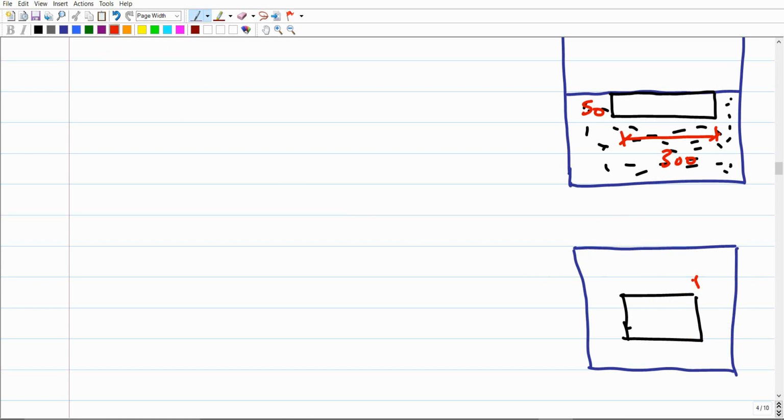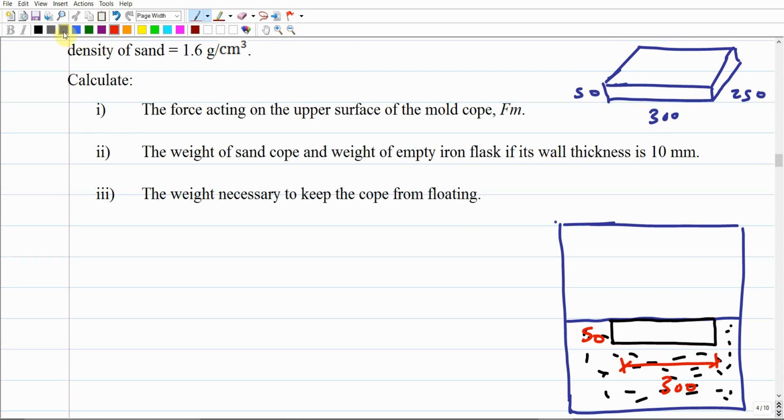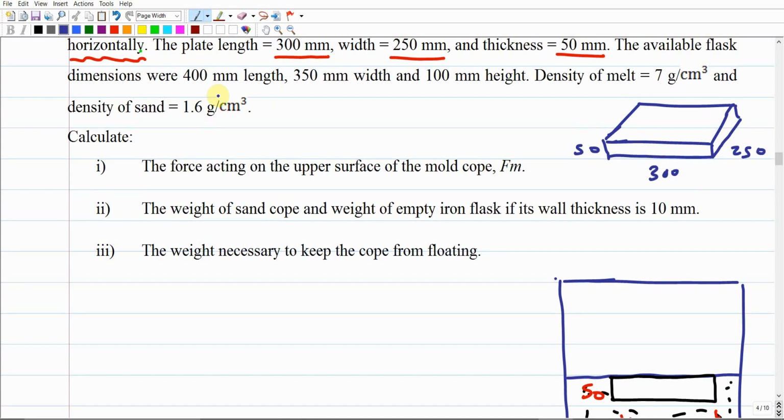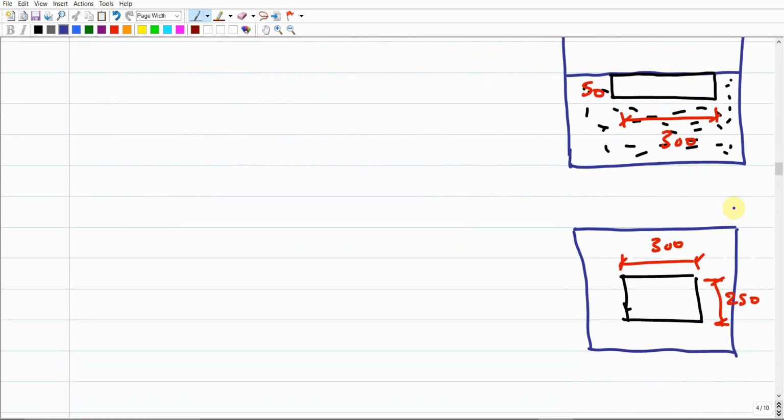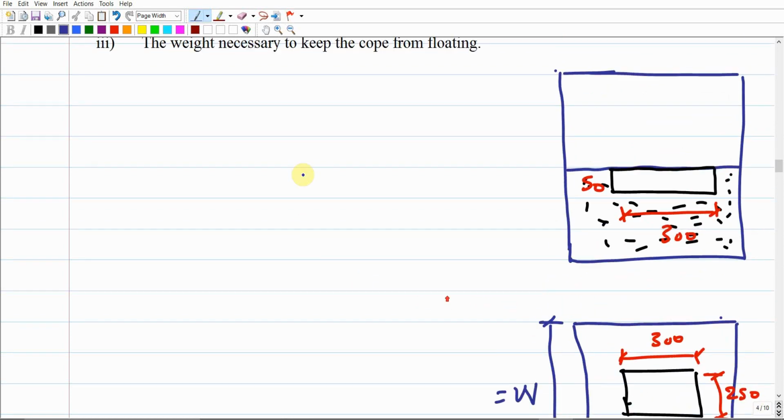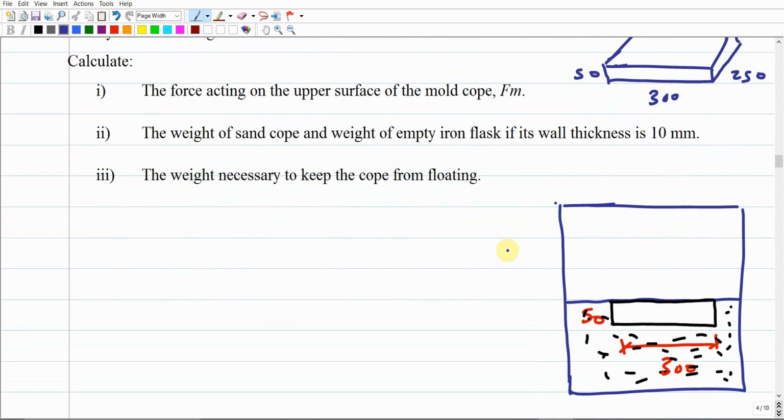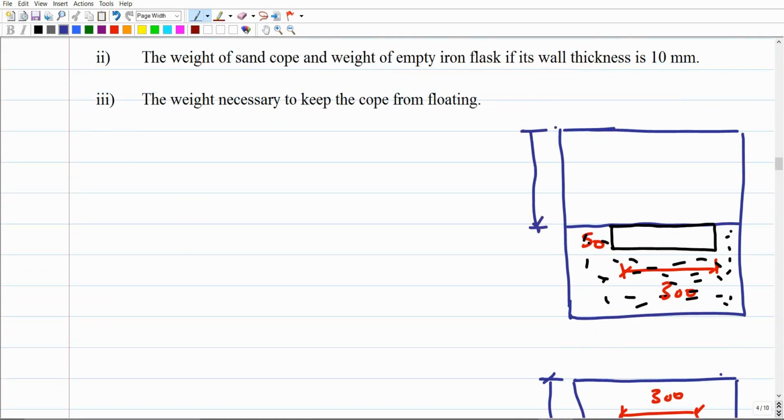The key idea here is just to figure out what is the projected area. This length will be 300, this length will be 250 millimeter, and he gave us some dimensions for the flask. This is going to be the width of the flask, and this is going to be the length of the flask, which is already given as 400 millimeter, but the width was given as 350 millimeter up there, and the height, which is going to be the height of the coupe, is already given as 100 millimeter.